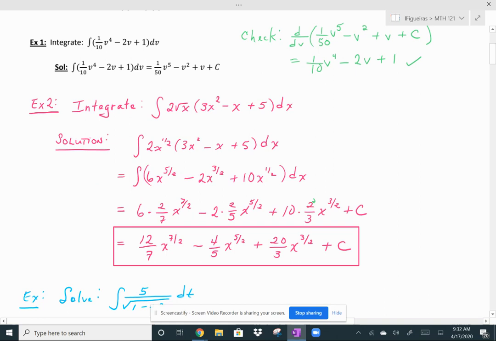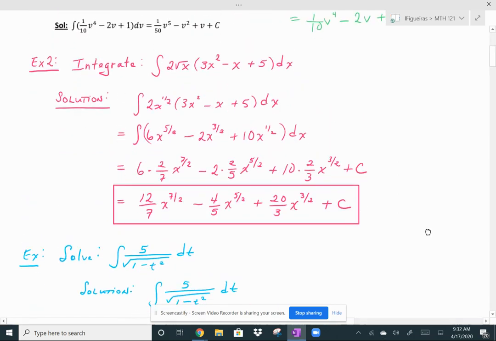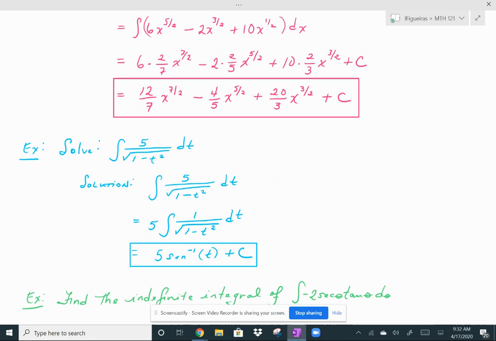Okay, so let's move on to another example. Here in blue, I have the integral of 5 over the square root of 1 minus t squared dt. All right, so the first thing I'm going to do is factor out the 5. That's one of the properties of integrals that allow us to factor out constants. So that's what you see here.